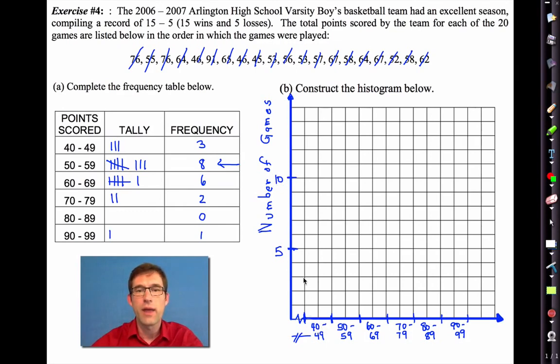40 to 49, we have 3, so that means I'm going to have a rectangle that looks like that. I'm almost tempted to use my rectangle utility. My next one, 50 to 59, is at 8. That's going to be right here.